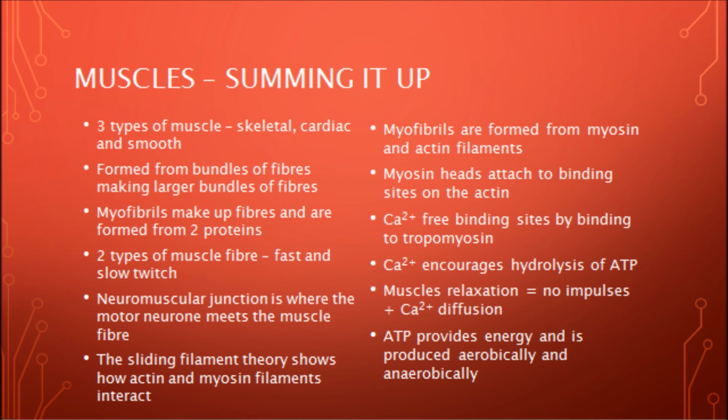The calcium ions also encourage ATPase to hydrolyze ATP, and the diffusion of calcium and lack of stimulation cause a muscle to relax. ATP is used to provide energy and is produced by both aerobic and anaerobic means.